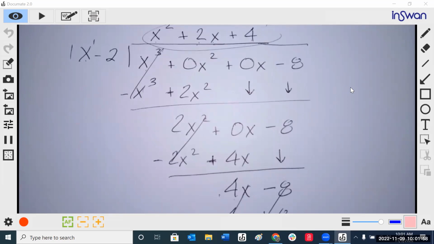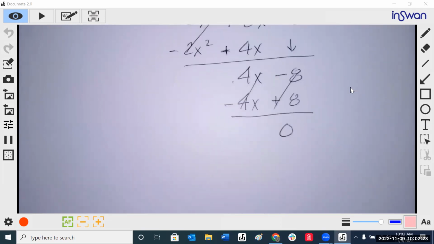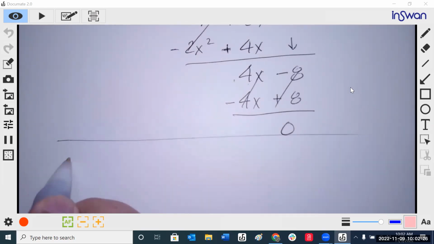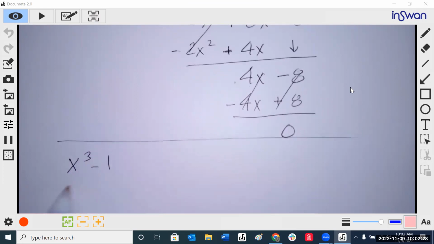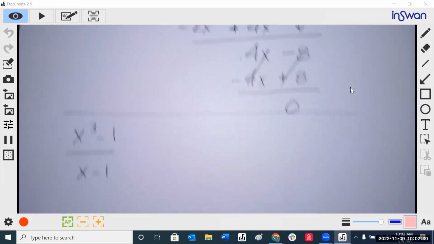Everybody kind of okay with that? You want to do another one like that or move on? Another one? All right. Let me look for one here. X cubed minus 1 over x minus 1.